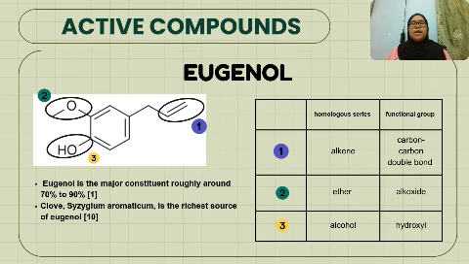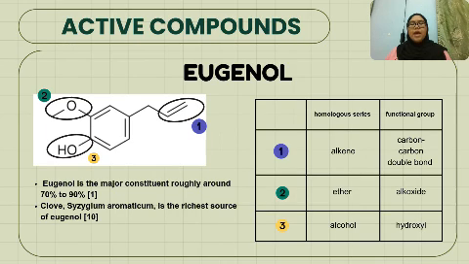Next, let's study the active compounds found in clove. The first one is eugenol. Eugenol is the major constituent, roughly 70% to 90% of clove. Syzygium aromaticum is the richest source of eugenol found in the world. From the structure, we can observe 3 homologous series. The first one is alkene that has the functional group of carbon-carbon double bond. We can see this by the presence of the double bond.